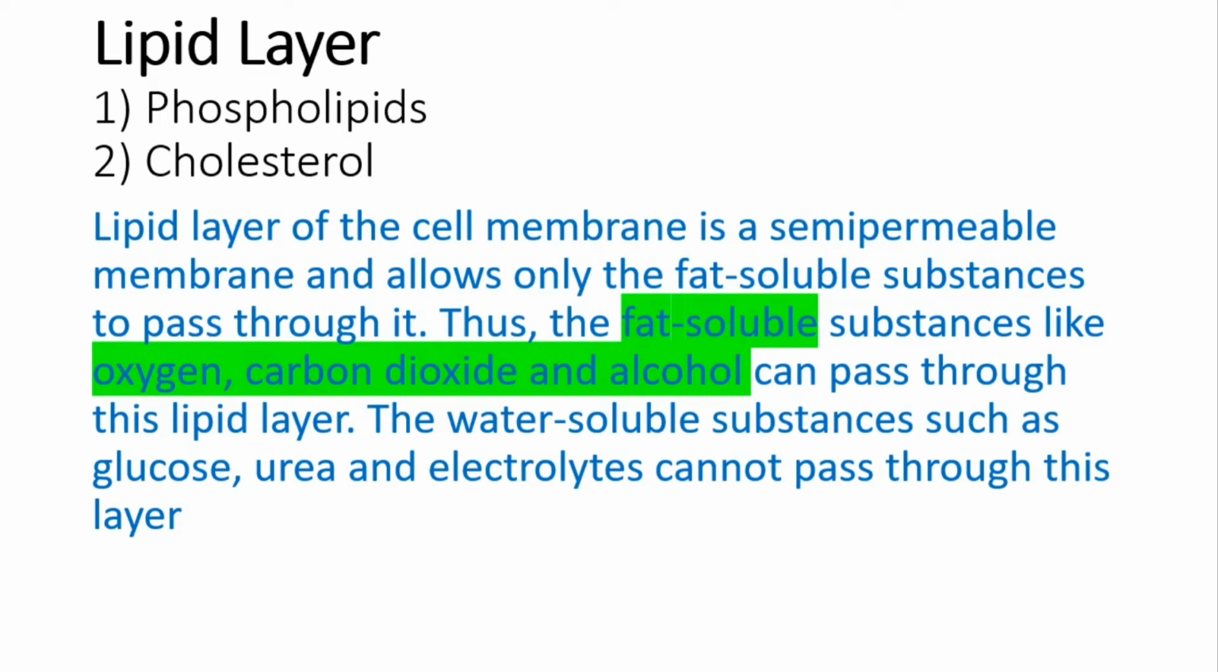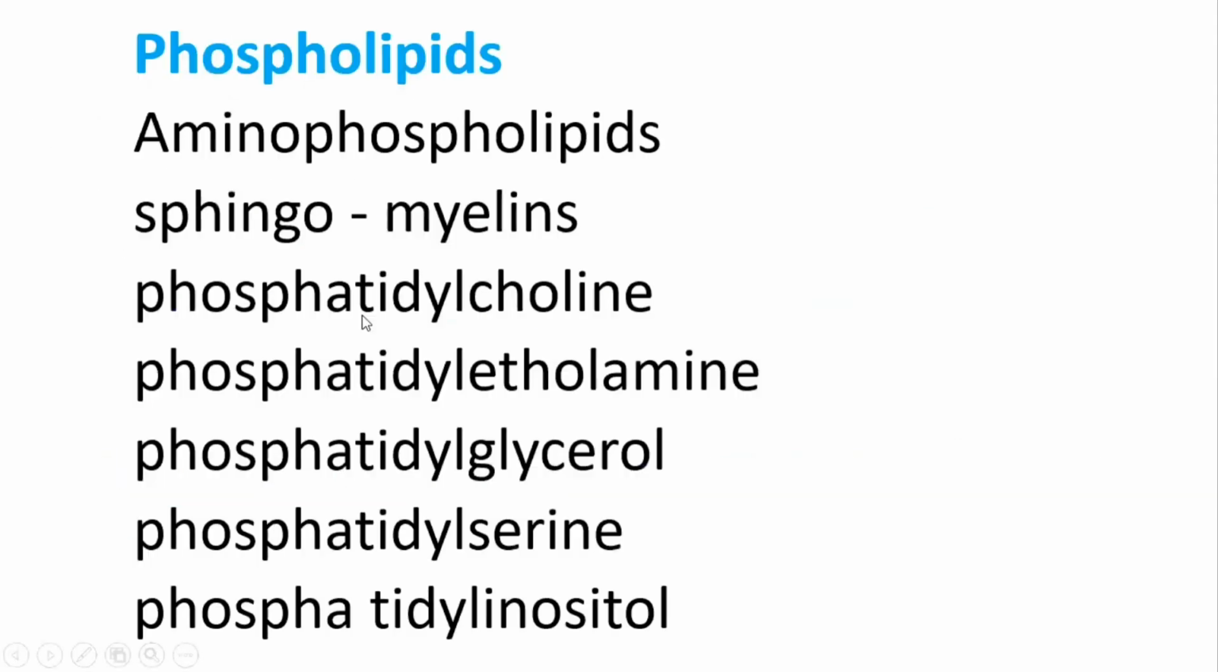And on the other side, the protein layer only allows the water-soluble substances like glucose, urea, and electrolytes. And the fat-soluble substances cannot pass through the protein layer, and the water-soluble substances cannot pass through the lipid layer.